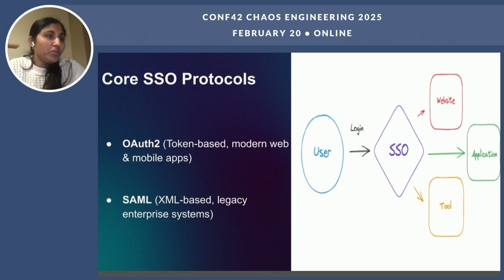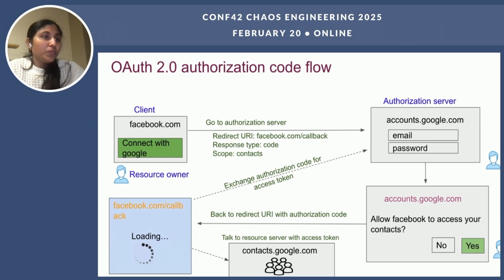Two dominant protocols power SSO today. The first one is OAuth2, which is a token-based framework widely used in cloud and microservices architectures. The other one is SAML, an older XML-based standard, which is used in enterprises with legacy applications. OAuth 2.0 is primarily used for API authorization and is common in mobile apps and web applications. You have probably used it when logging into websites like Google, Facebook, or GitHub instead of creating a new account.